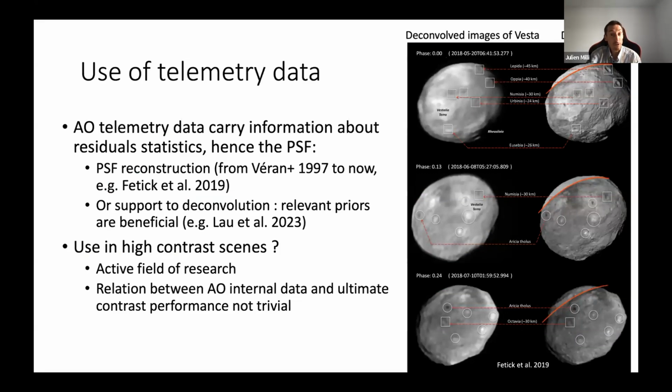I'd like to say a word on the use of telemetry, which is also critical. With the new high contrast imagers, we're trying to use as much telemetry data as possible to help post-processing. That can be done through PSF reconstruction or to support deconvolution. You can see here some references of papers to do that. They did that on Vesta, for instance; the images on the left are being deconvolved. They are from SPHERE SimPle, the optical arm of SPHERE. So these are not really high contrast scenes. In high contrast scenes, it's still a very active field of research to know exactly how best to use this information, because it's not really trivial.